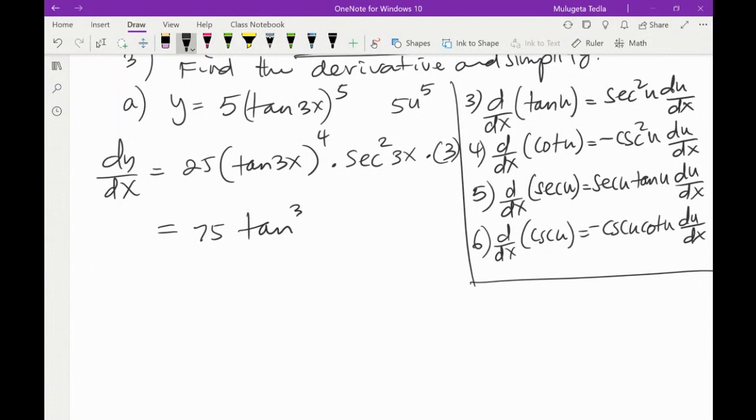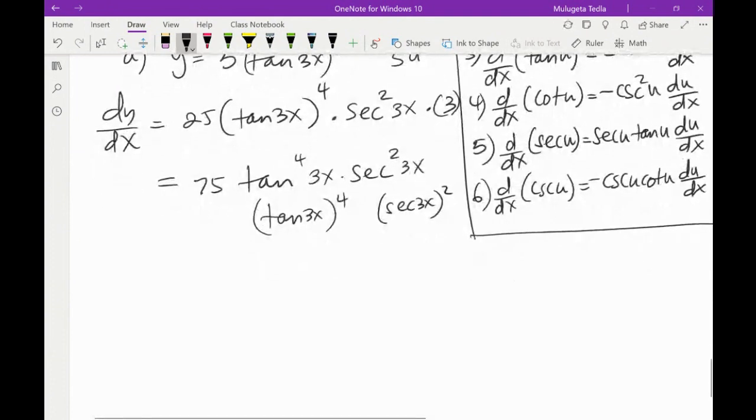Tan cubed of 4x, the same as tan of 4x to the power of 3, times secant squared of 3x, that means secant of 3x to the power of 2. I hope you understand me by now. They are trying to write this in a way that they avoid writing the brackets.